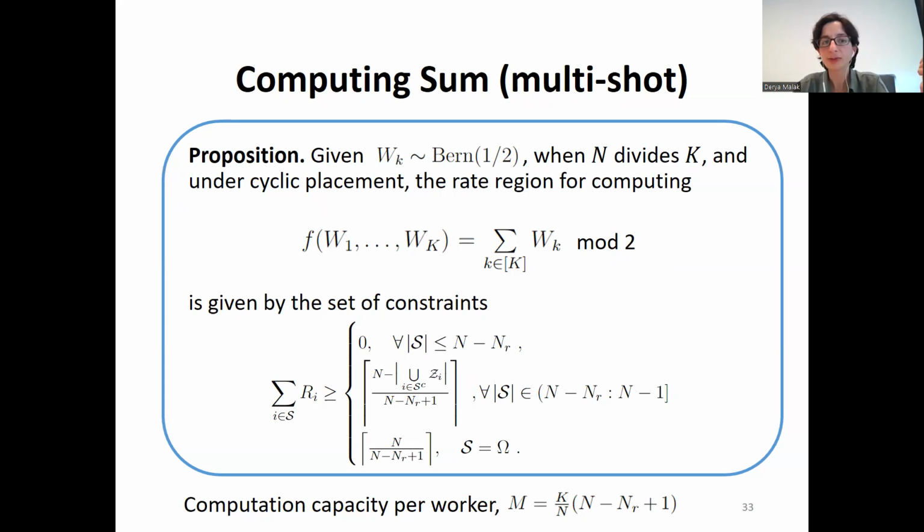The rate region for this problem, depending on the subset of servers that we select, is characterized by the expression on the right-hand side. For example, we know that we need at least nr servers for this problem.